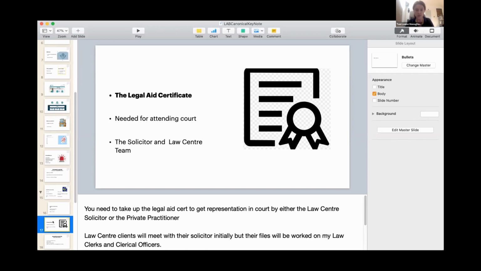So it's important that they do get it back in. And the certificate is very important because the solicitors cannot go into court without that certificate being in place.